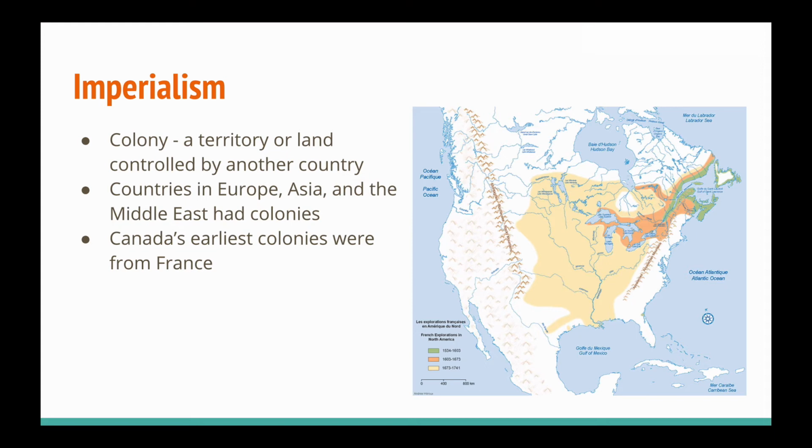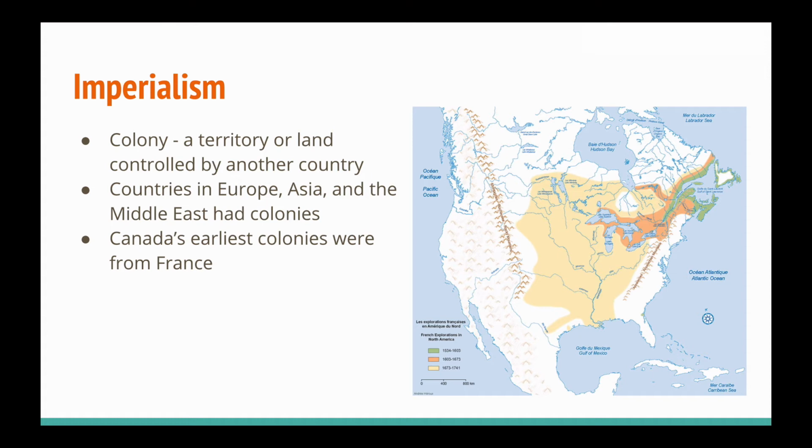The first one being colony. A colony is a territory or land that is controlled by another country. So in this case, the French colonies are the lands and territories that the French are occupying in North America, and is controlled by France. And during this period of time and even later, countries in Europe, Asia, and the Middle East, they all had colonies throughout the world.